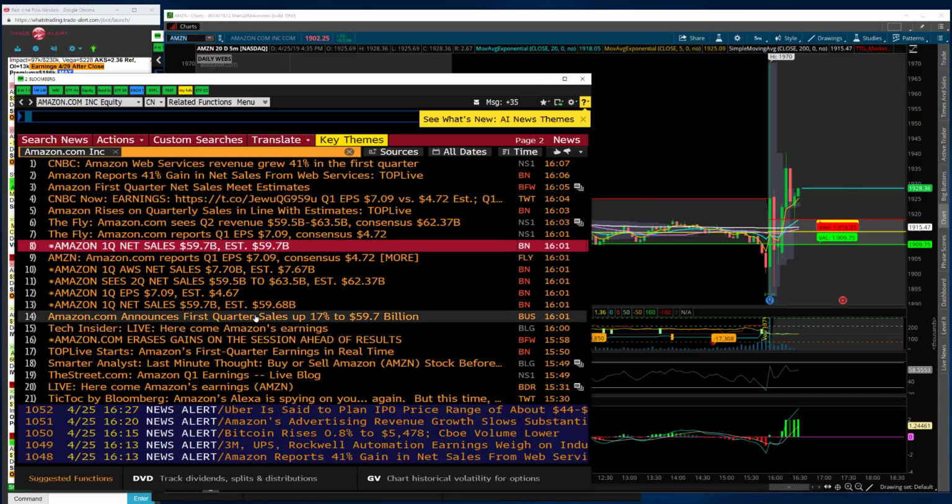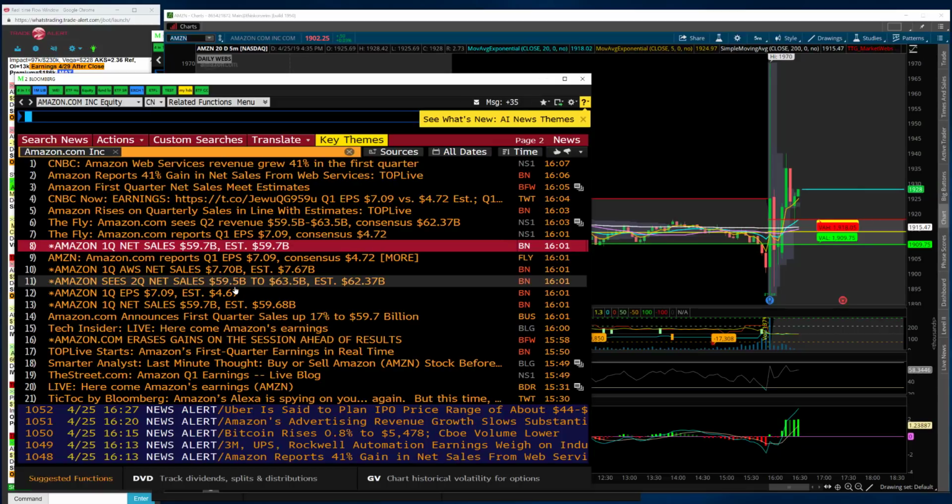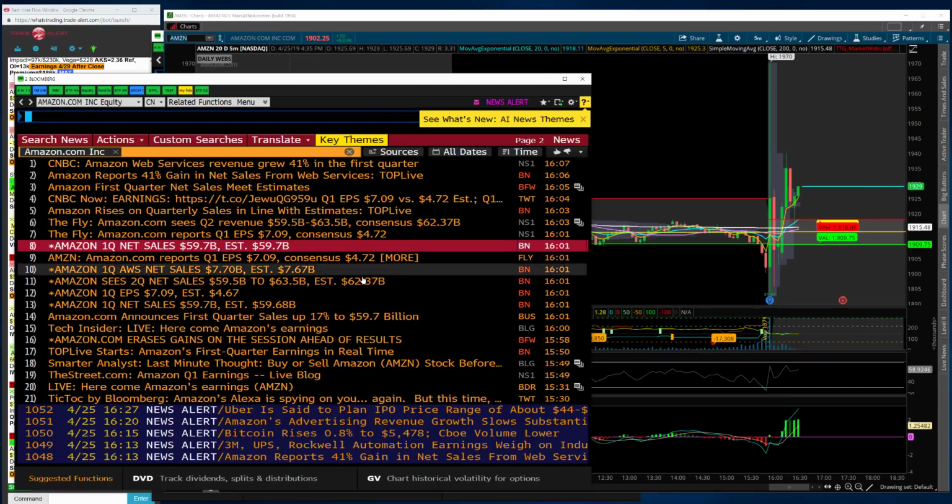But if you look at their guidance, their second quarter net sales are 59.5 to 63.5. You could drive a truck through that range, by the way. Estimated is 62. If you do the math and add 59.5 plus 63.5 divided by 2, you get 61.5, which is way below what they were estimated to be. So I don't know, are they lowballing their number for the next quarter, giving themselves some room? Probably a little bit of that. I would wait and see what the analysts say.